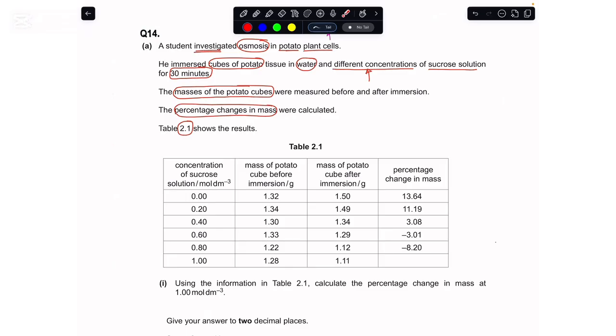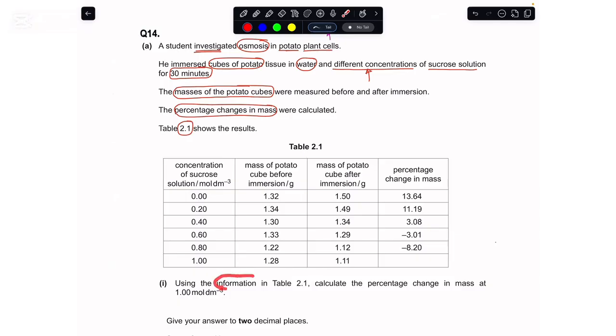But if we look at the last three concentrations, ranging from 0.60 to 1.0, the final mass of the potato cubes is less than their initial mass. That indicates these are the concentrated solutions where the water potential was less than in the potato cubes. So the water left the potato cubes and came into the surrounding solution, and that is why they are losing mass, and the percentage change in their mass is indicated with a negative sign. This negative sign always indicates that some tissue, as in this case potato tissue, has lost water, and that has resulted in a decrease in mass.